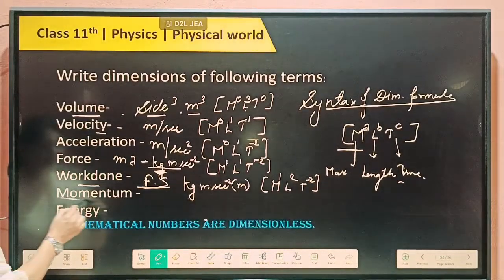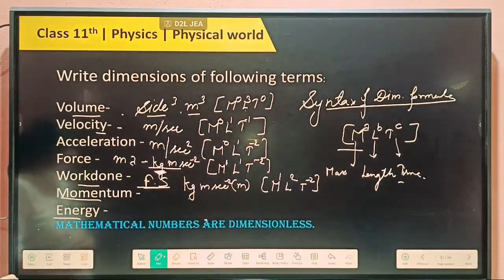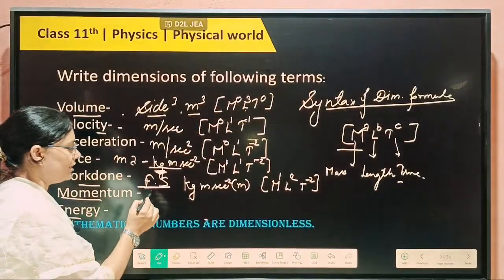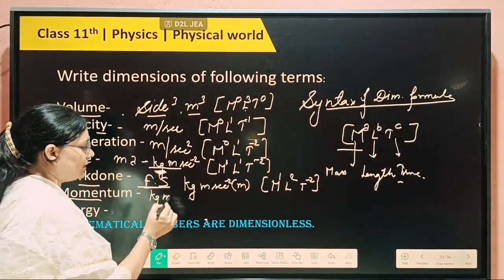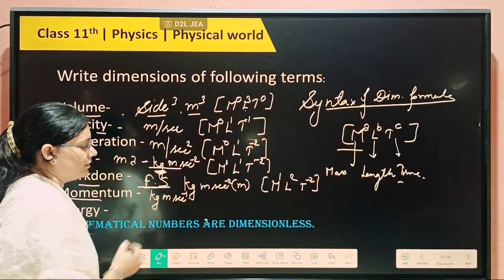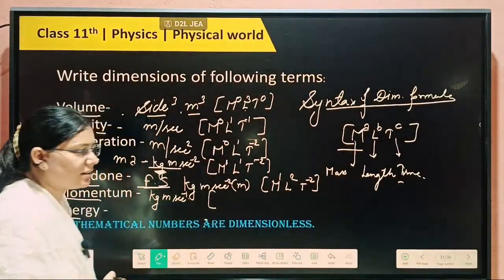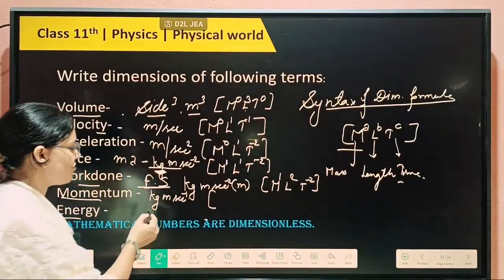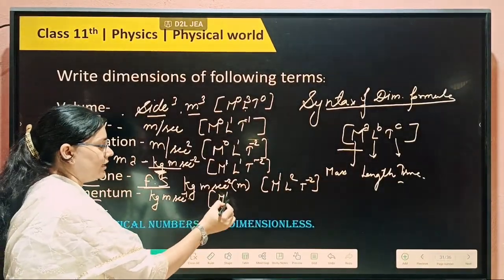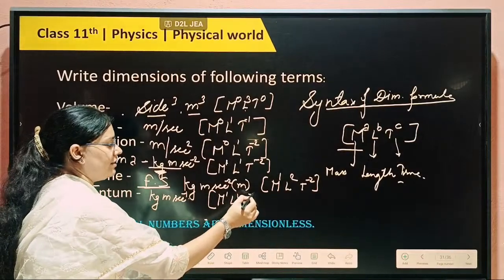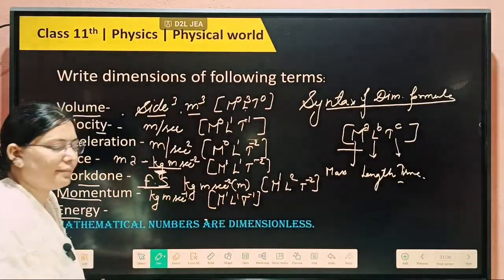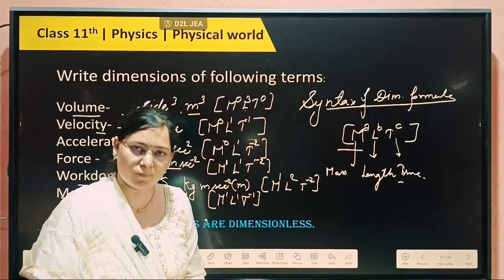Okay, same as it is for momentum and energy. For momentum we can write the unit kg meter second minus 1. This is the unit of the momentum. So compare this one with our dimensional syntax. Then we can write m1 l1 t minus 1. This one is the dimension formula of the momentum.